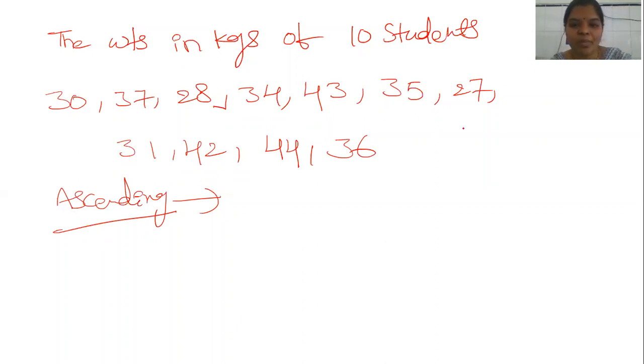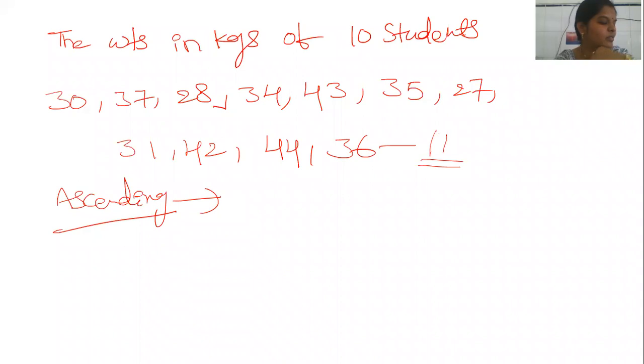How many numbers are there in the data? We have a total of 11. 11 is an odd number, right? So obviously the median will be the middle number. So you arrange the data in ascending order, then you find out the median. The first number is 27. The median is 35. You just write it down.